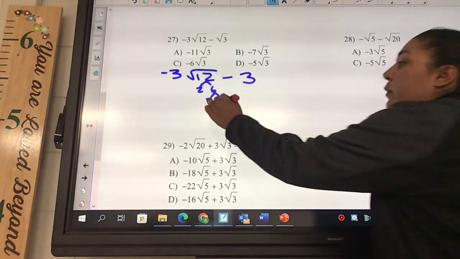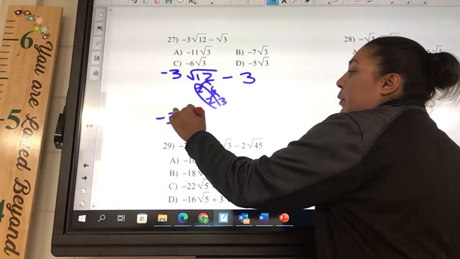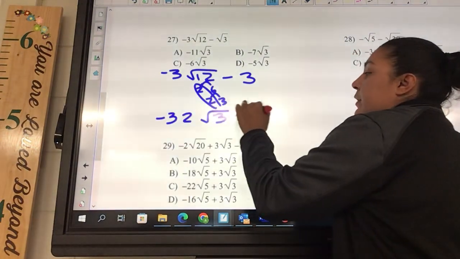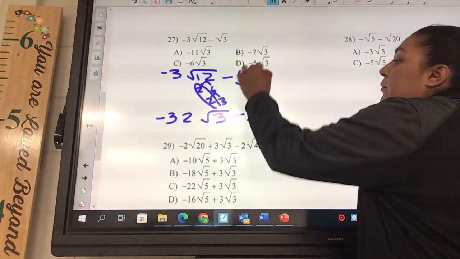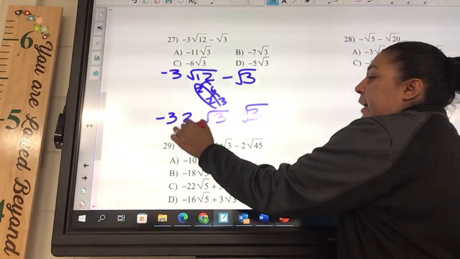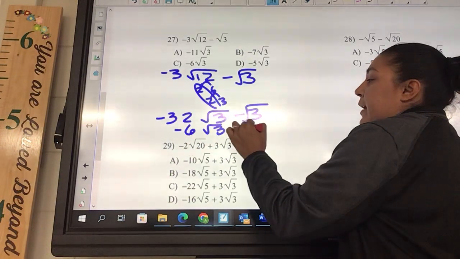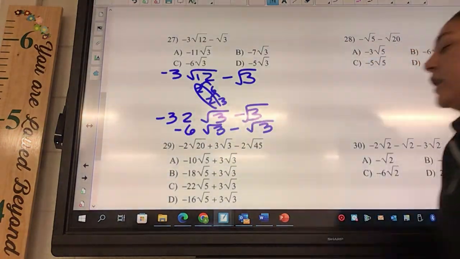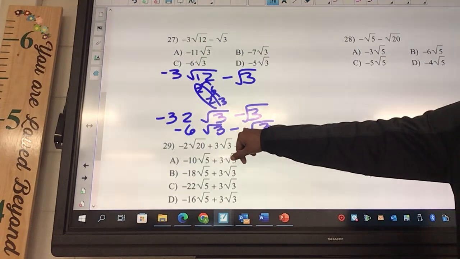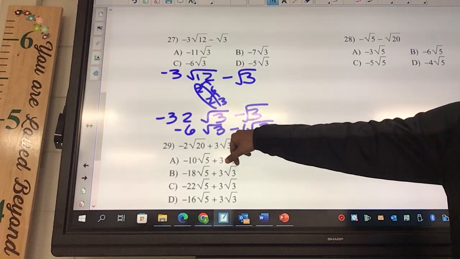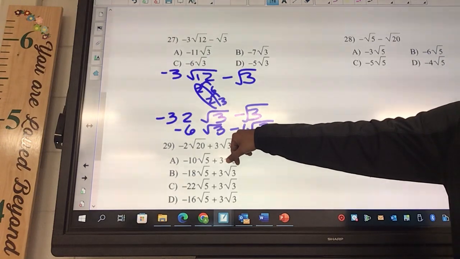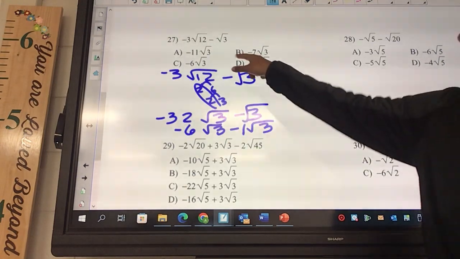A group of 2. So we already got the 3 there. And we're going to put the 2 square root of 3, minus 3. What do you do with that 3 and 2? Multiply them. So I got negative 6 square root of 3, minus square root of 3. Okay, what number is in front of this one? 1. So negative 6 minus 1 is what? Negative 7. Negative 7 square root of 3.